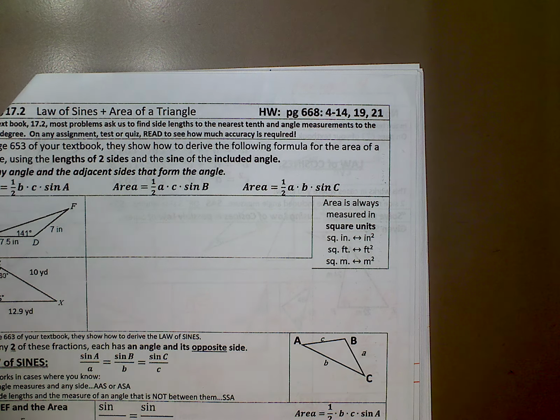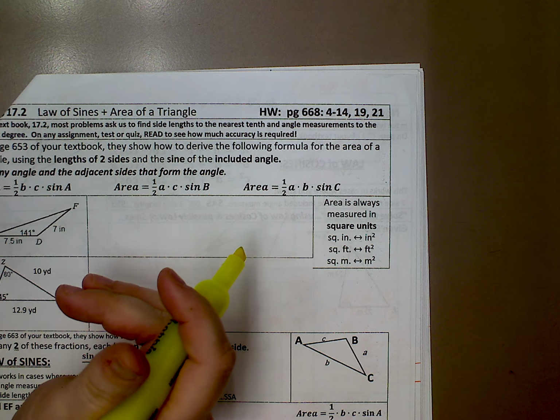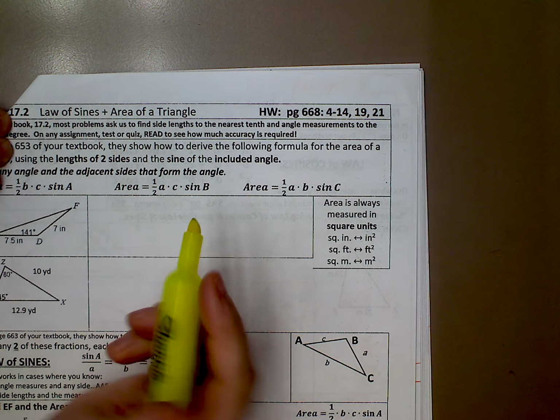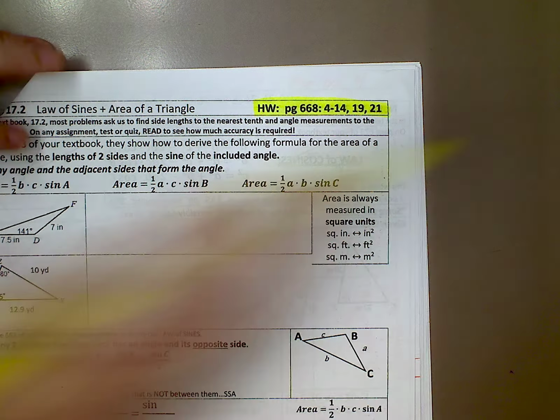Okay, so today's lesson is 17.2. This is about the law of sines and area of a triangle. I want to draw your attention to your homework assignment, which is right there. It's out of the textbook.